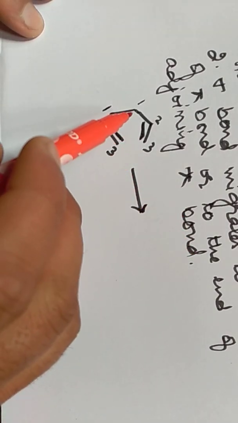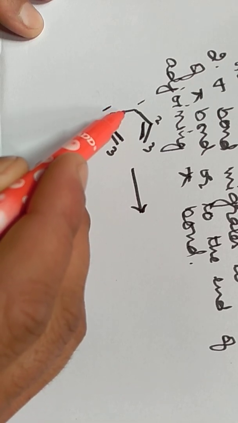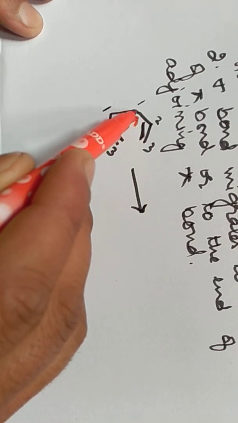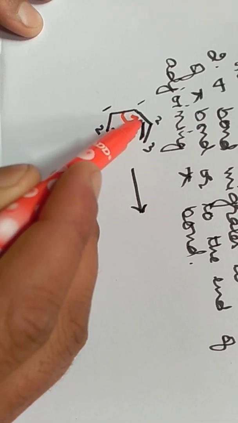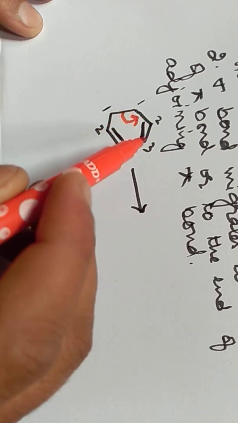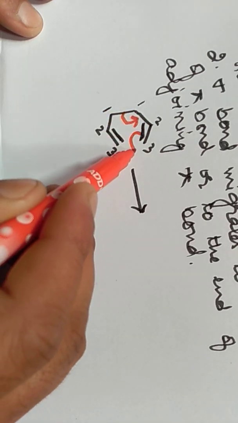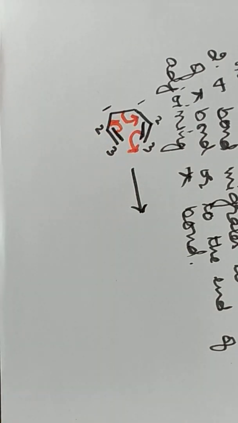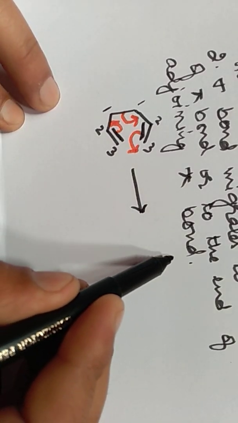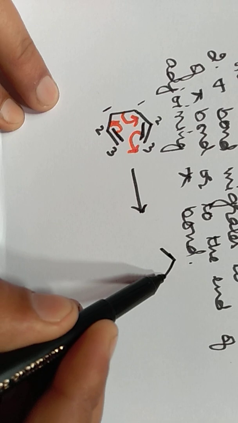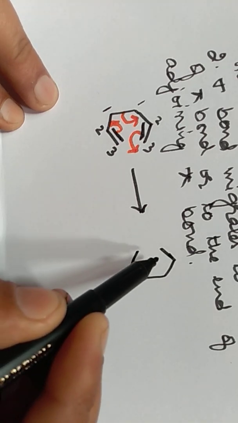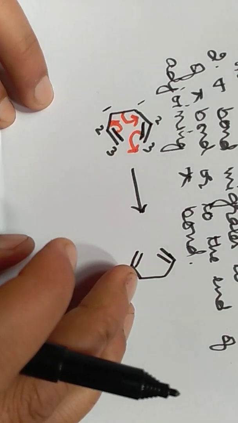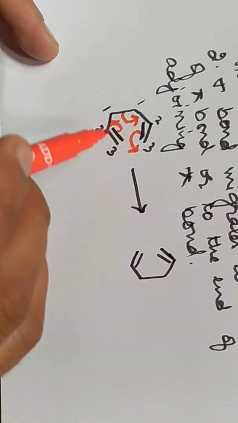Now what happens? This allylic bond migrates to the end of the adjoining pi bond. This is the adjoining pi bond. This is the end of the adjoining pi bond. This bond shifts to this side, this bond shifts to this side, and this bond shifts to this side, right? And we get this product, right?